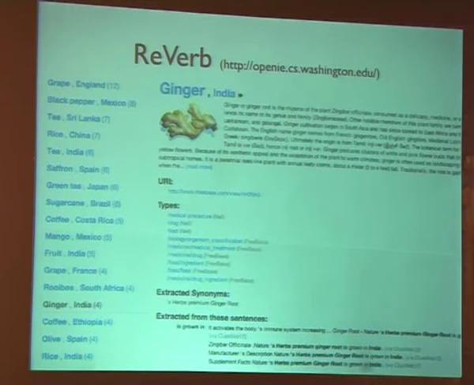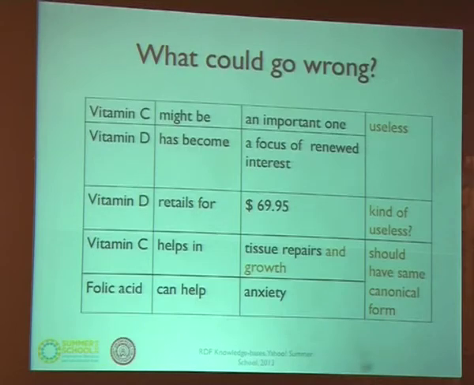Now let me show you some things that are not so good. Same ReVerb. These are some examples from their website, example extractions. I believe they're looking at health-issue-based text somewhere, and they extracted this stuff. A bunch of things can go wrong. For example, these first two triples that were extracted, I feel at least, are completely useless. They don't really say anything. Vitamin C might be an important one, but that doesn't even make sense. If you read it, it doesn't make sense.